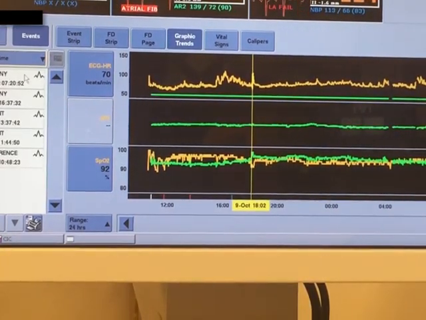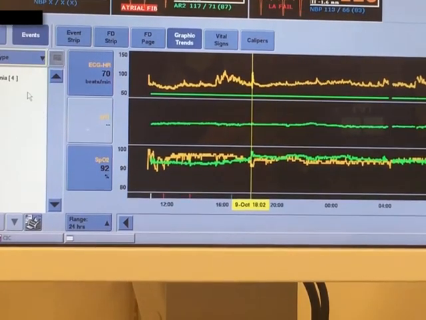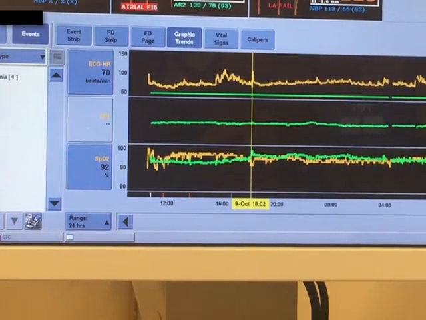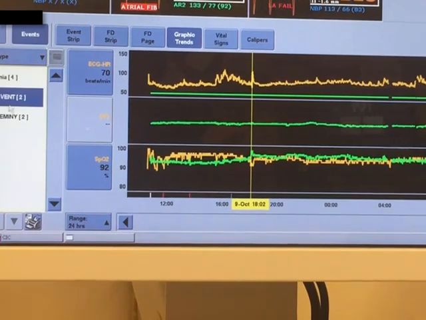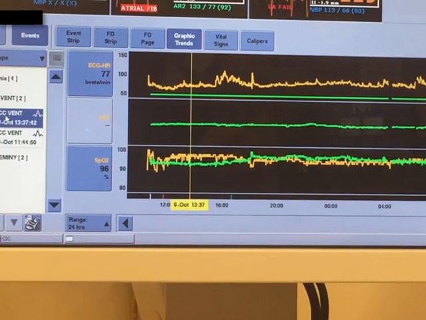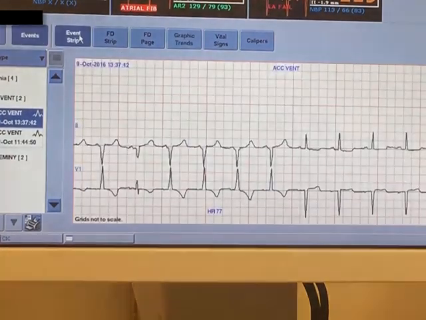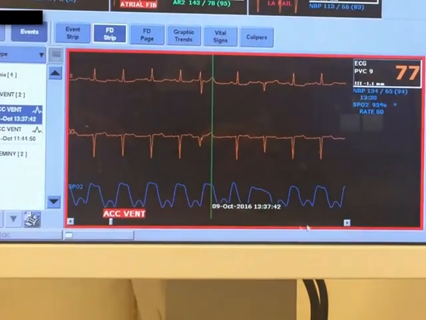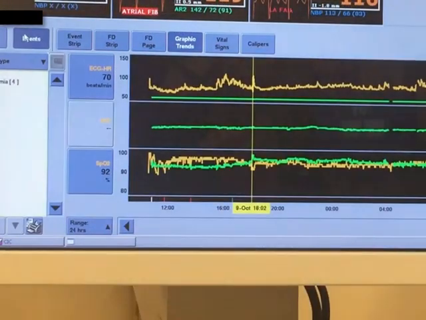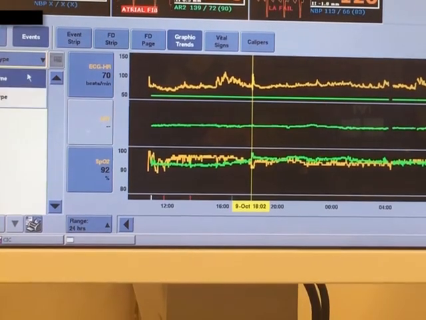By clicking on the type of event and then clicking on the drop-down, different categories of arrhythmias are displayed and can be viewed separately. Categories include tachycardias, such as ventricular tachycardia or ventricular fibrillation, bradycardias, including pauses or asystole, and ventricular bigeminy. Each event can be viewed one at a time by clicking on the event and then either clicking on Event Strip or FD Strip. One can also view events by switching from event type to time.